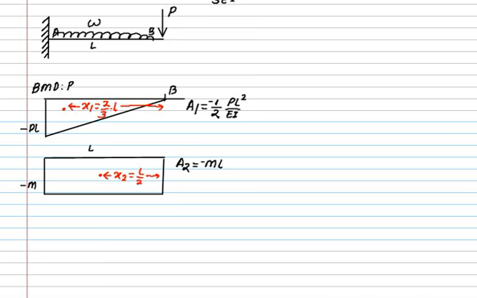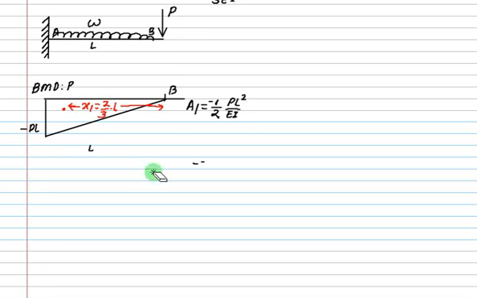Now consider a case where we have a UDL over the entire span, along with a point load. Will the BMD of the point load change? The BMD for the point load will not change, it is still a triangle, but the BMD for the UDL will be a second order parabola, and it is a spandrel. So this one is the BMD for UDL.